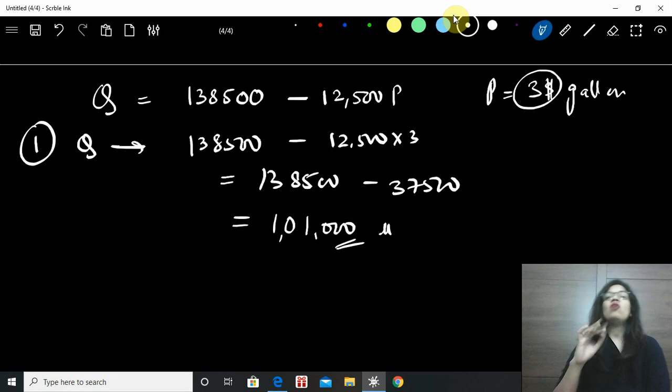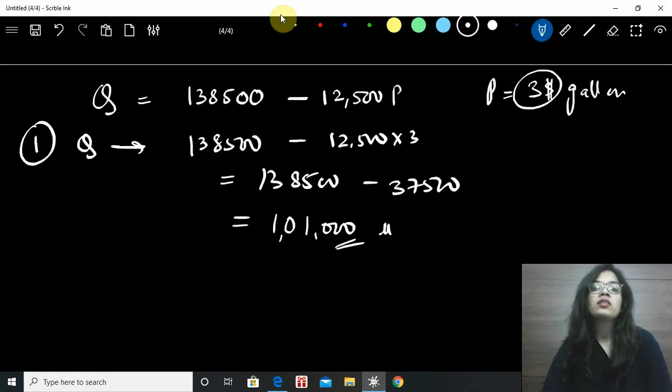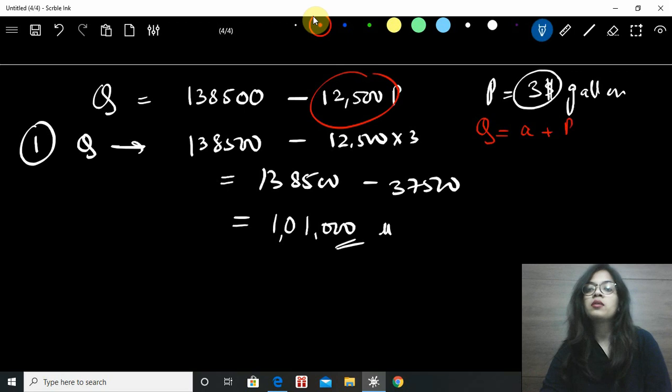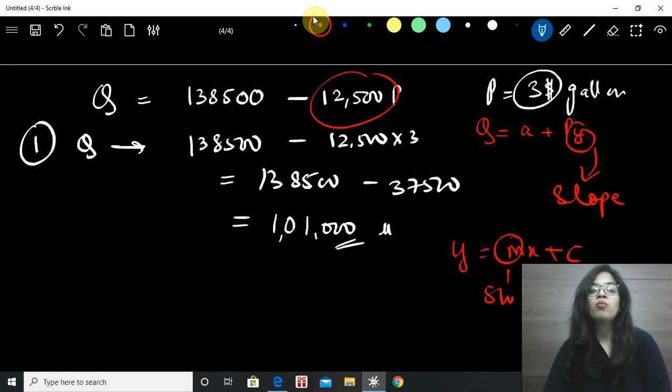Now a thing to remember here is this right here, what you see, which is Q is equal to A plus Py. This y is the slope. It is similar to the equation of a line, which is y is equal to mx plus c, right? Here m is the slope and the other things are the constants, right? So here take it as y is the slope of the line. So here 12,500 is the slope.